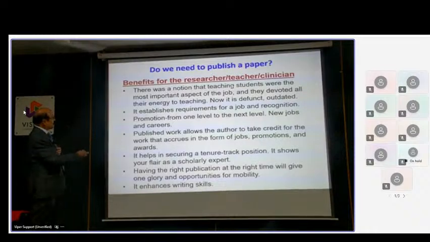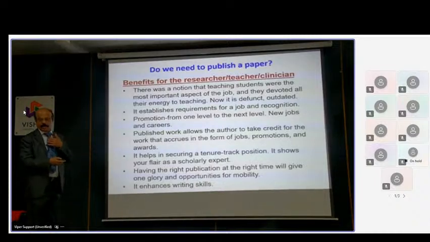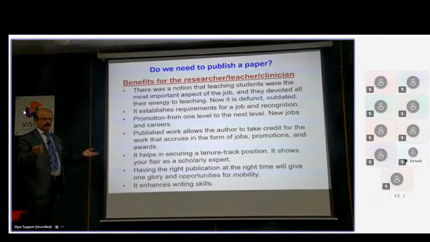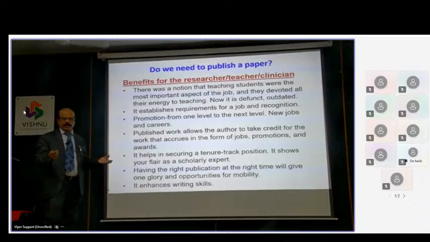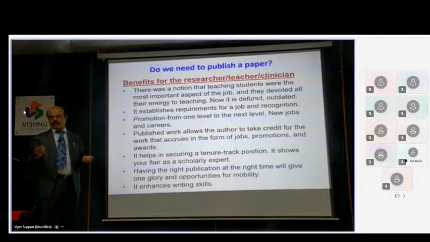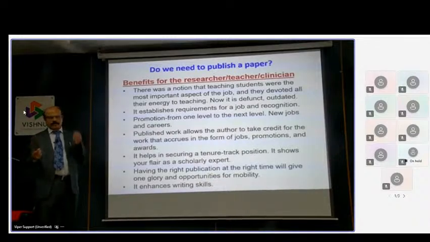There was a notion that teaching students was the most important aspect of the job. That was during our time, the 1960s, 50s, and all of those times. When we were growing up, nobody heard about research and there was no encouragement. Of course, India had only just become independent at that time. They did not even have money to eat properly. People used to struggle for food itself. Research was a luxury item.